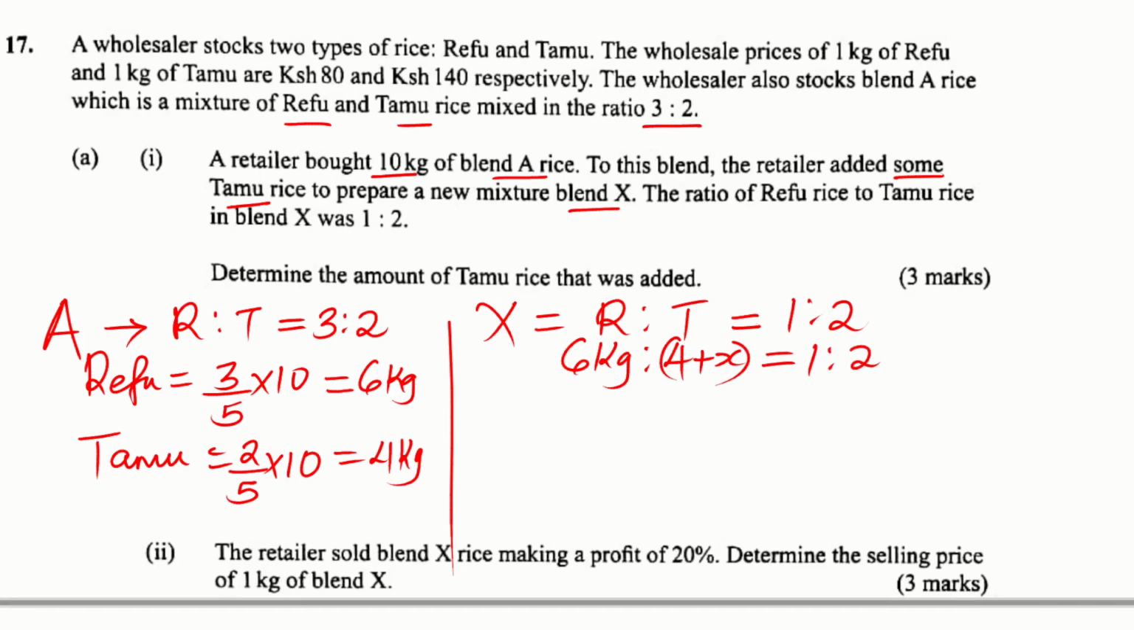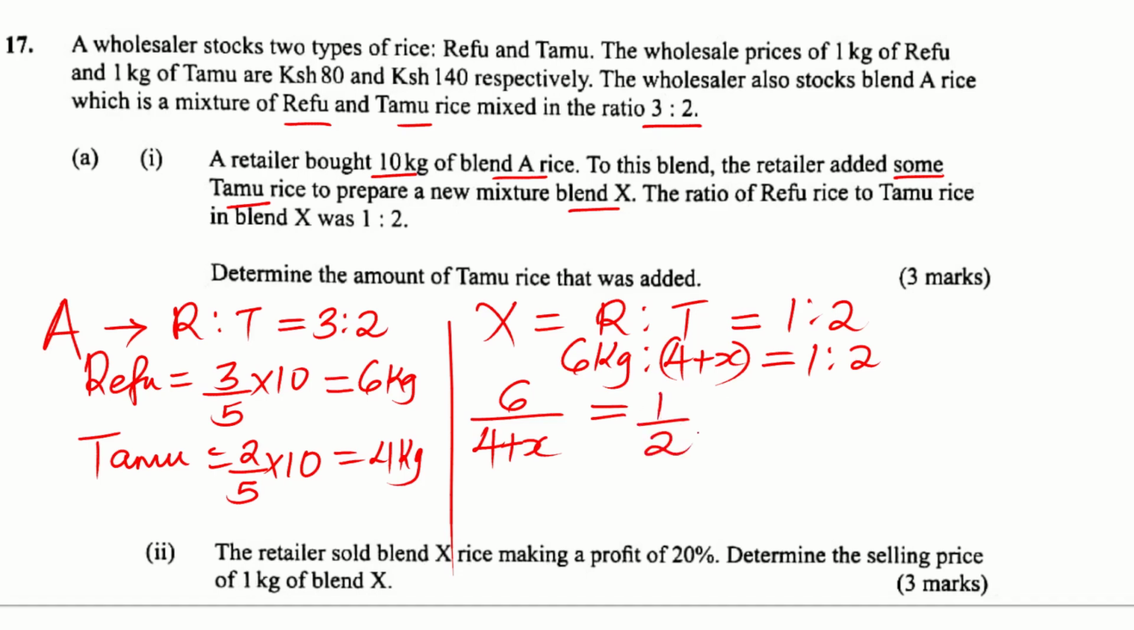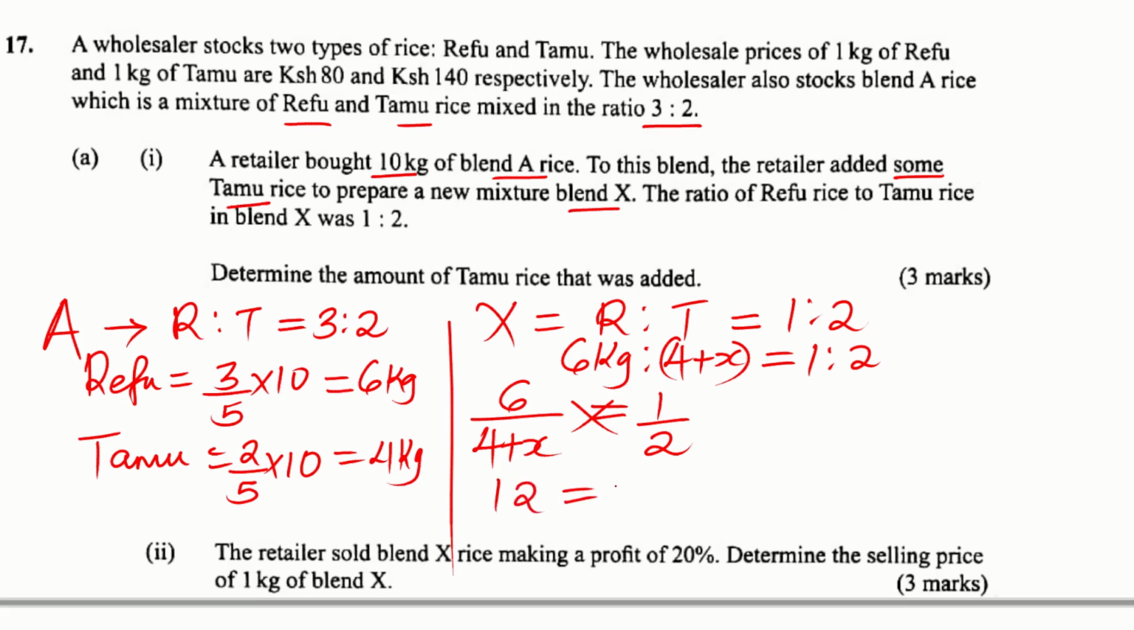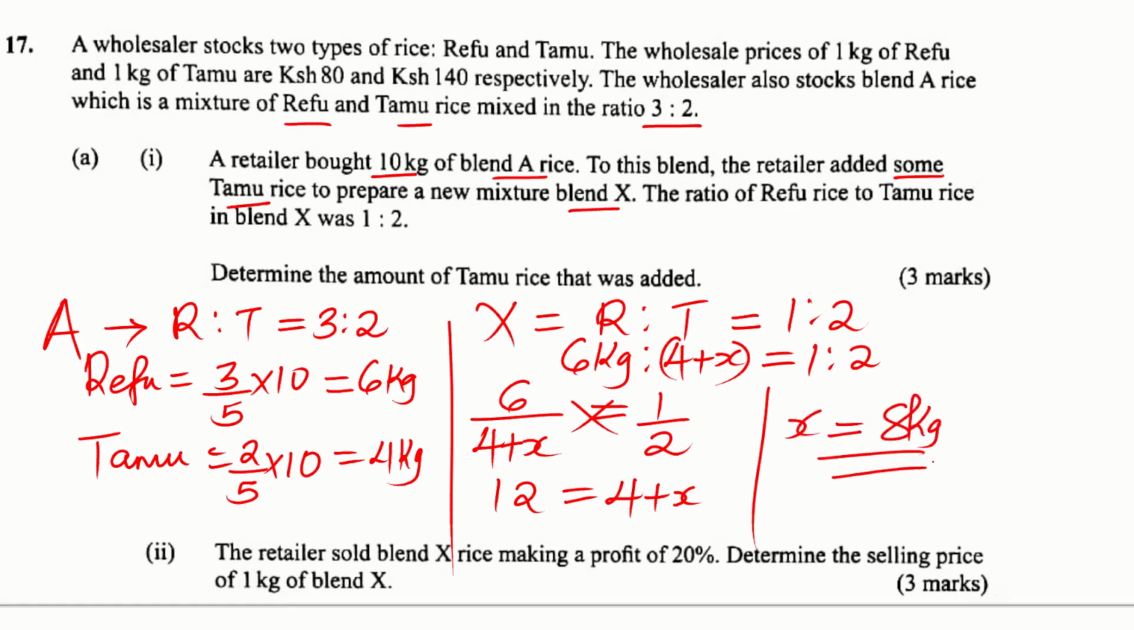In order to get this addition X, with 6 kg and 4 plus X, we write it like this: 6 divided by 4 plus X is equal to 1 over 2. The ratio is 1:2. So cross multiply: 6 times 2, we get 12, is equal to 1 times 4 plus X, that is 4 plus X. Solving for X, you'll get X is equal to 8 kg. So 8 kg was the amount of tamu rice that was added.